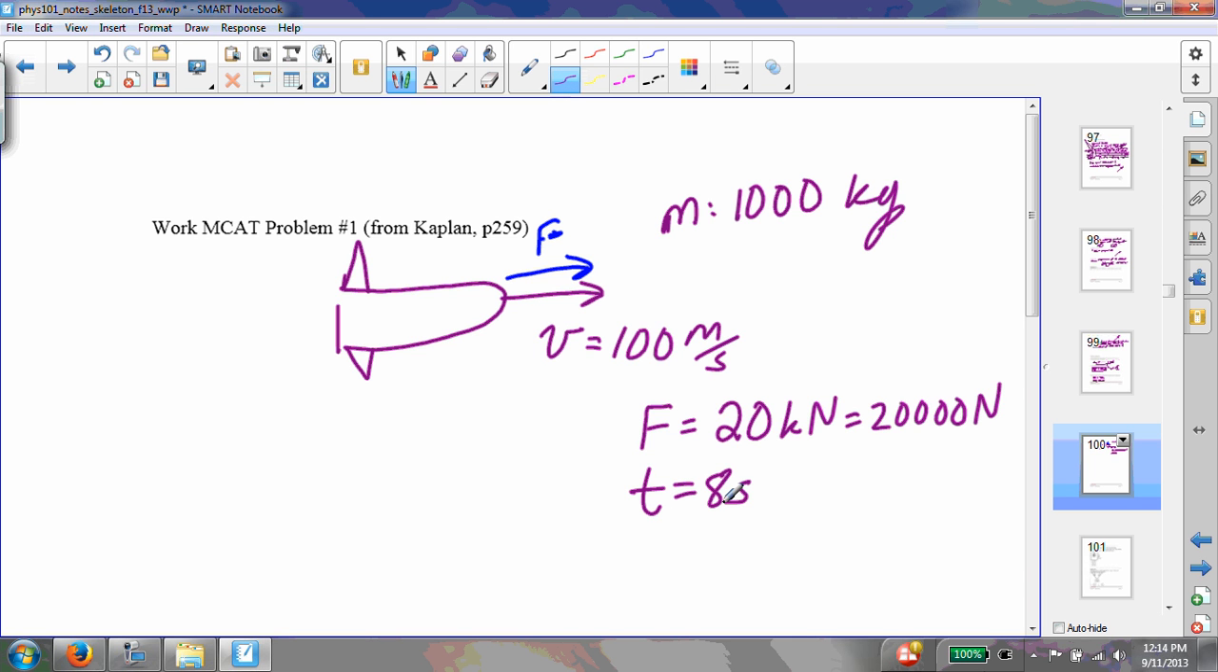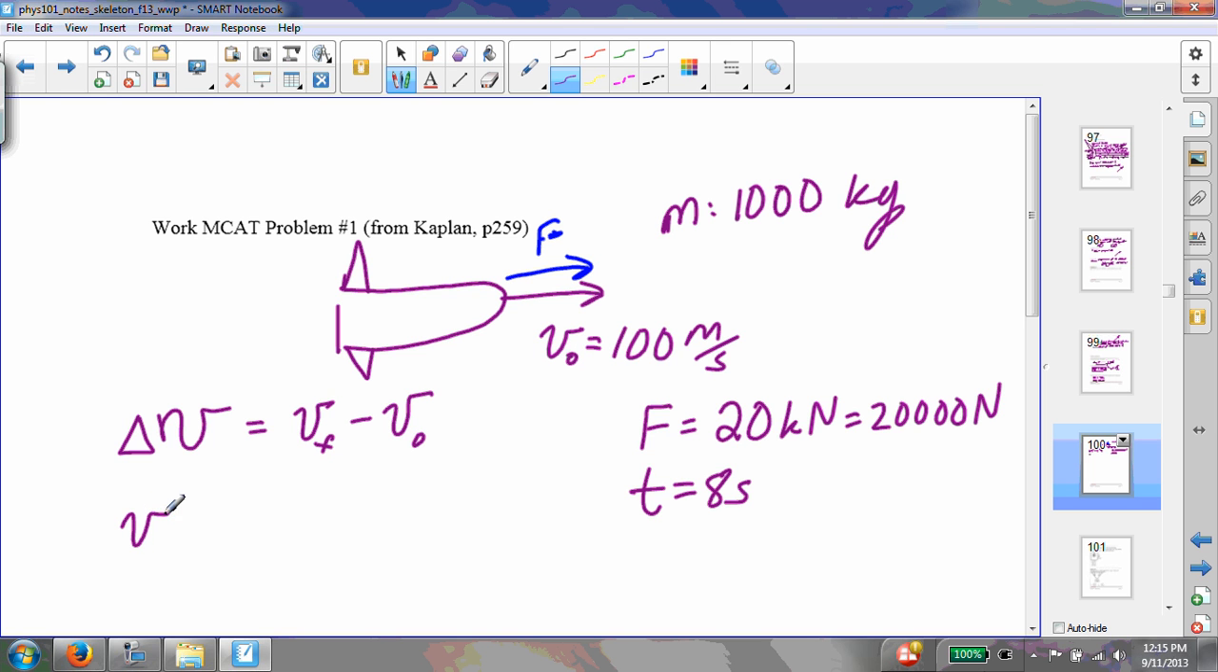A 1,000 kilogram rocket ship traveling at 100 meters per second is acted on by an average force of 20 kilonewtons applied in the direction of its motion for 8 seconds. What is the change in the velocity of the rocket? So I want to know what is my change in velocity, and that is I want to know what is the final velocity, because your change in velocity is going to be v final minus v initial, and this is my v initial. So I want to figure out what is my v final.